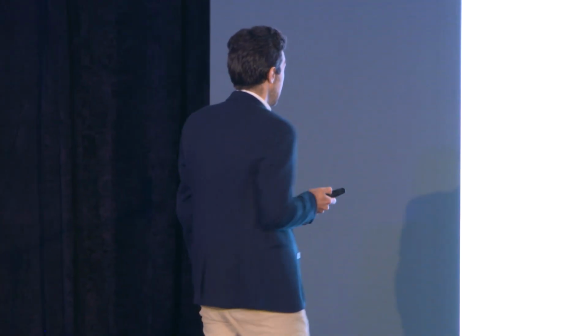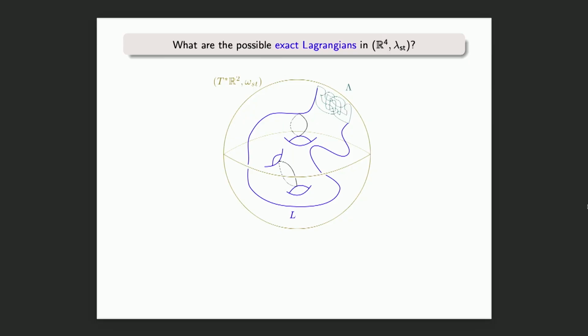All right, so now I'm going to go into the nitty-gritty of the math and what we're trying to do here, OK? So the goal, which I'm not going to achieve, is to completely classify these Lagrangian surfaces. I would like to say, here's the classification of all the possible Lagrangian surfaces. We're done. Let's go to the sessions. But we can get quite close to that. So question, what is the classification of exact Lagrangians in R4?